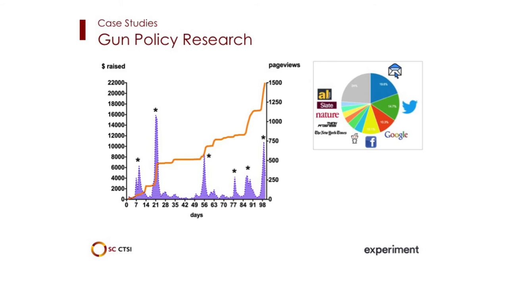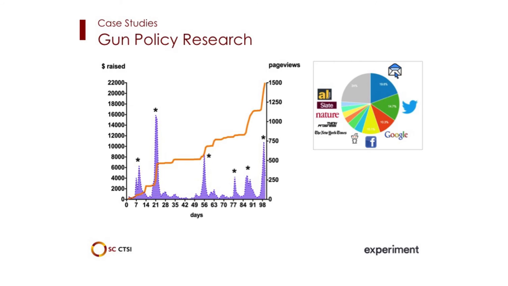In our version of the slides, each of these asterisks is labeled, and each of these big spikes corresponds to one of these news outlets. I believe this one was Nature, this was Slate, this was the BBC, and this one was the New York Times. The New York Times was just a very small mention in a column, and it didn't bring that much traffic, but you can see just how much funding that brought. This is a really great illustration of not just doing blind outreach, but doing outreach in the right places and the leverage that can have.